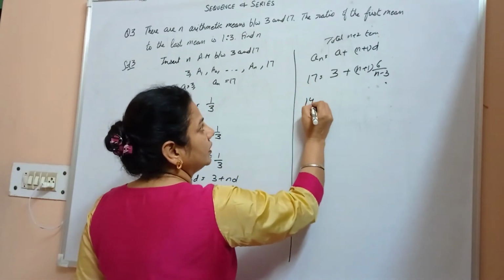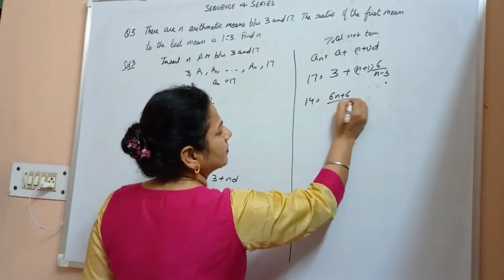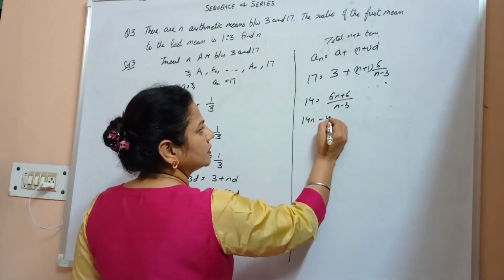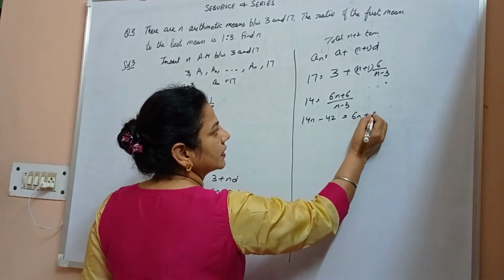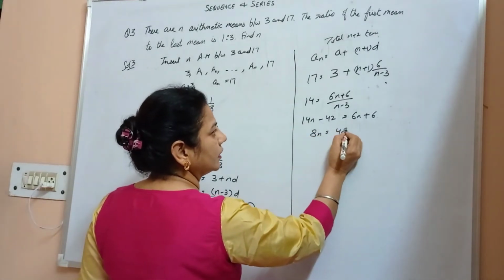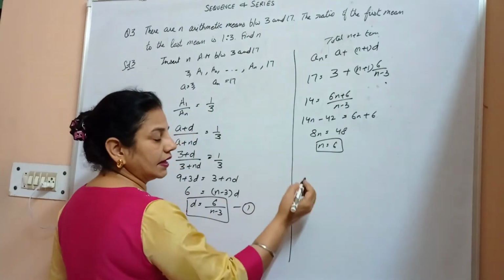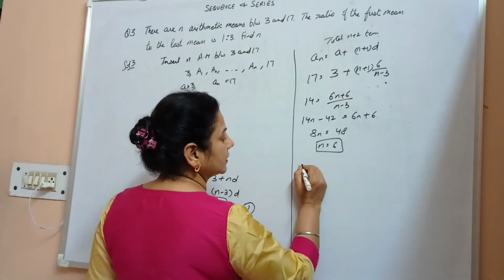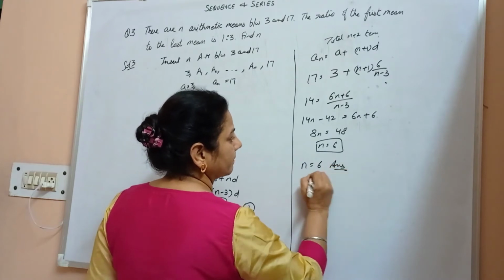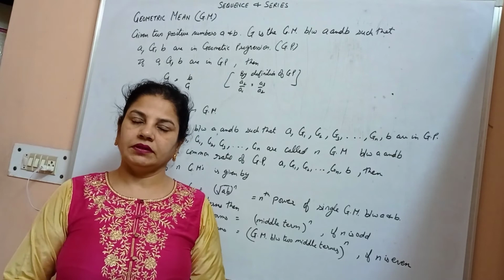Subtracting 3, 14 is equal to (6n plus 6) upon n minus 3. Cross multiply: 14n minus 42 is equal to 6n plus 6. Here I get 8n is equal to 48, so n is equal to 6. So we have to find n, and we can say that n is equal to 6.